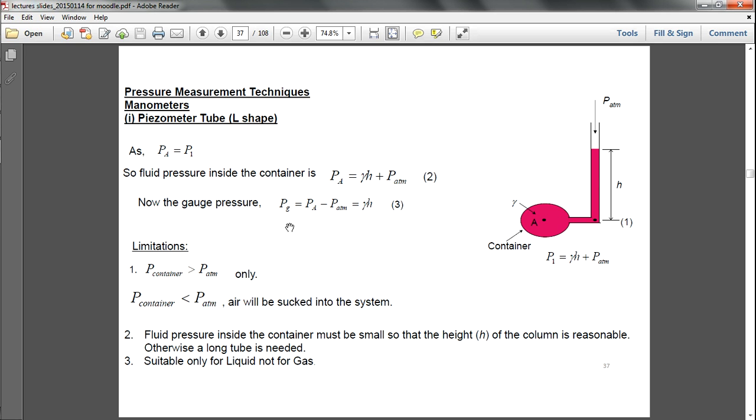So P gauge is equal to PA minus P atmospheric. PA itself is the absolute pressure.